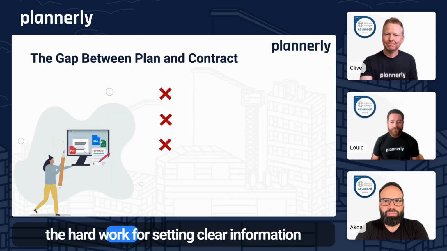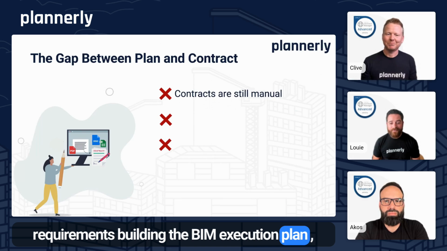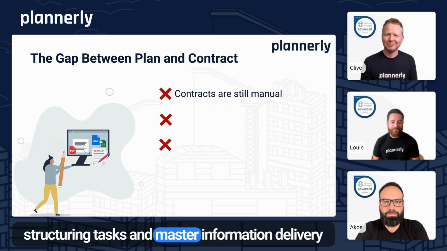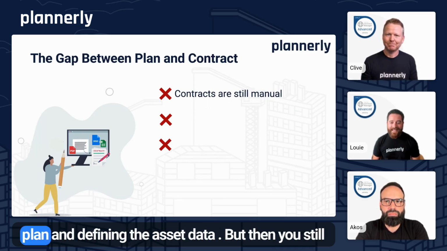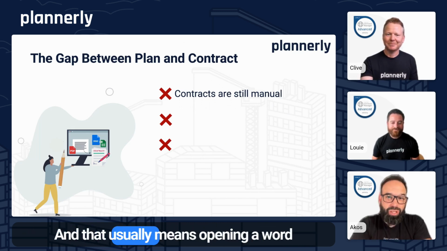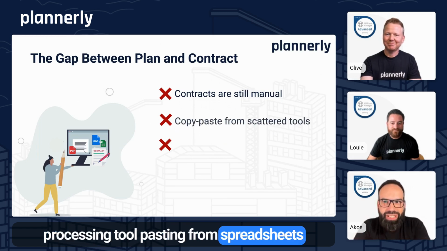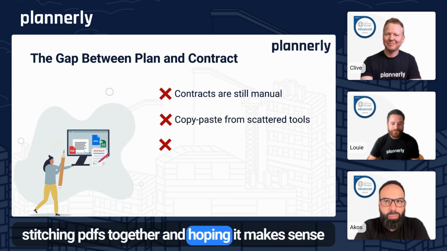You do the hard work of setting clear information requirements, building the BIM execution plan, structuring tasks and master information delivery plan, and defining the asset data. But then you still have to pull all of that into a contract. And that usually means opening a word processing tool, pasting from spreadsheets, stitching PDFs together and hoping it makes sense to everyone involved.